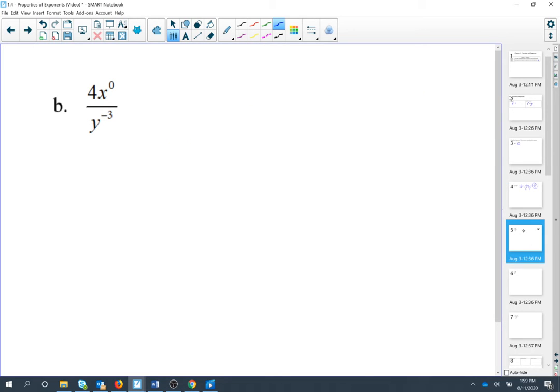Letter B, 4x to the 0 power over y to the negative 3rd. Now, in the numerator, the first thing I want you to notice is we do have a 0 power, but is that 0 power attached to the x, attached to the 4, or attached to the 4 and the x? And the answer here is it's only attached to the x. So really, when we're doing the 0 power, it's just x to the 0 power. So anything attached to our 0 power, this is going to go to 1. But then we still have our 4. So in your numerator, we've really got 4 times 1 over y to the negative 3. And then I could simplify that, just 4 over y to the negative 3.